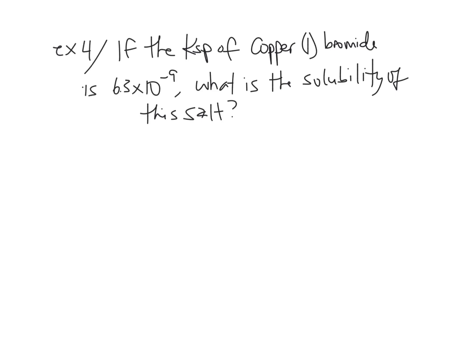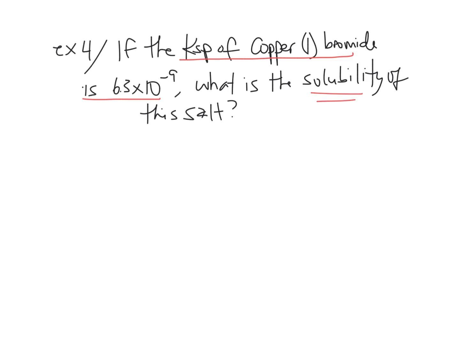All right, in this one, we're going to work the other direction. So, we've got the Ksp of copper 1 bromide being 6.3 times 10 to the -9. Again, that has to be given to you or found in a table. And what is the solubility of this salt? So I like this kind of question because it highlights that Ksp and solubility are not exactly the same, although they're related by these models that we look at.